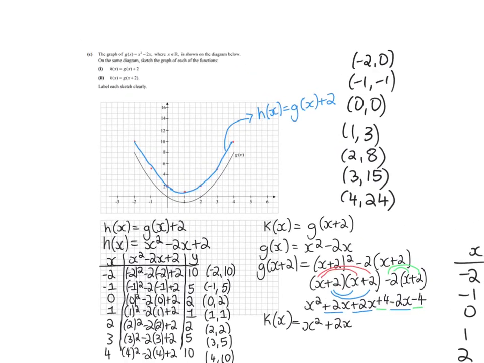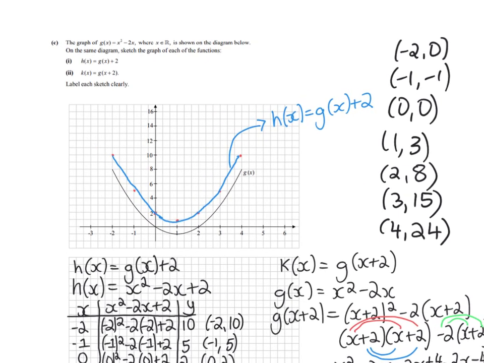Zooming back in then on the graph to make it a bit easier to draw, we can then plot these points. Might plot them in green, so we have minus 2, 0. Then we have minus 1, minus 1. Then we have 0, 0, 1, 3, 2, 8, 3, 15, and then 4, 24, which I won't draw because it won't fit on the page.